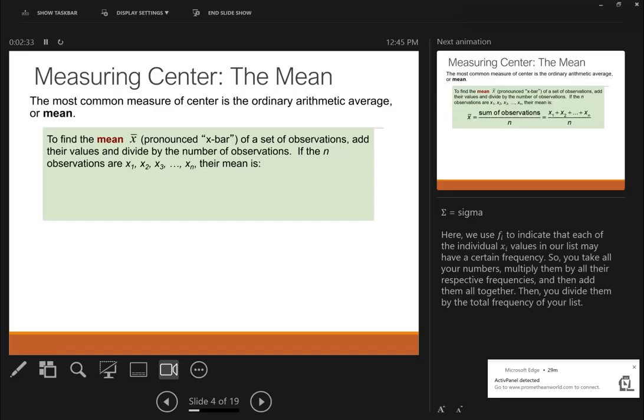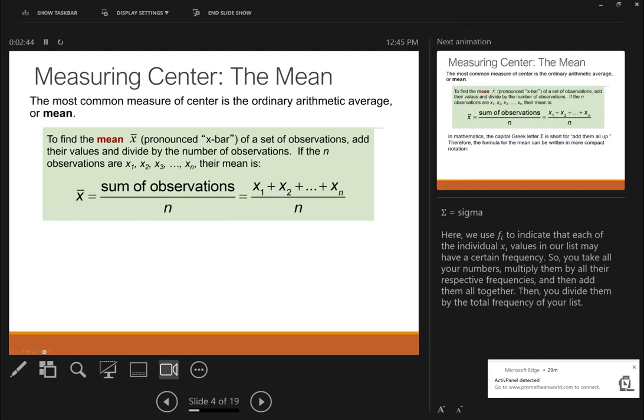The next measure of center is the mean. We abbreviate the mean with the symbol x with the bar on top of it. We read that as x bar. So to find the mean, we just add up the observations and divide by the number of observations.